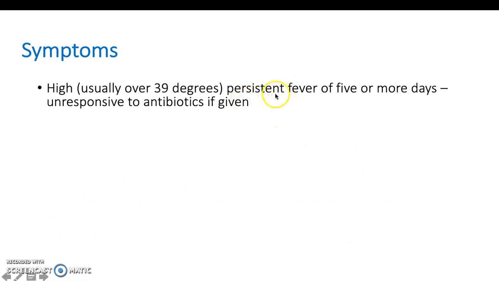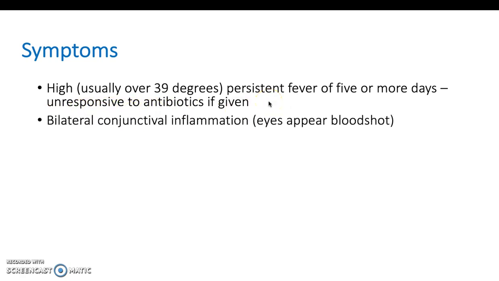So as we said, the main one, how you will diagnose it, is a high, usually over 39 degrees, persistent fever of 5 or more days. And it will be unresponsive to antibiotics. And this is how you can differentiate it from its other differential diagnoses.